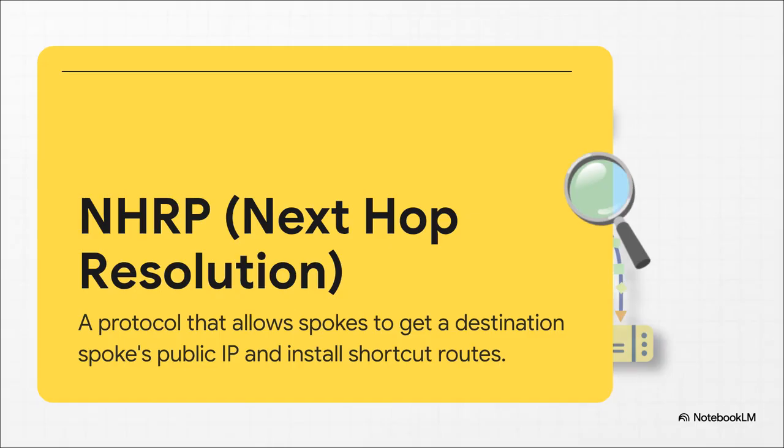Okay, so the real hero of this whole story is a protocol called NHRP, the Next Hop Resolution Protocol. Think of it like a directory service, or maybe the network's address book. It's the thing that lets one spoke router ask the main hub, hey, I need to talk to spoke B, what's their direct number? The hub has all that info and provides the answer. That's what makes the whole shortcut thing possible.